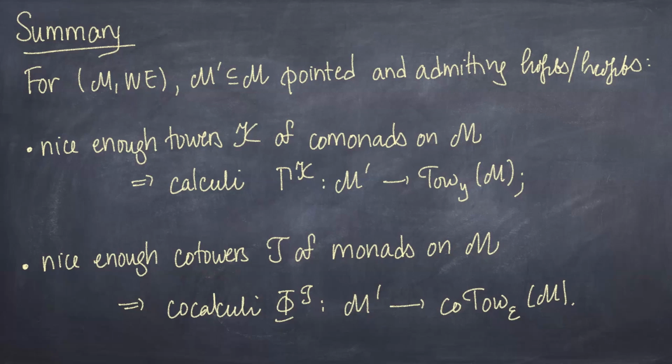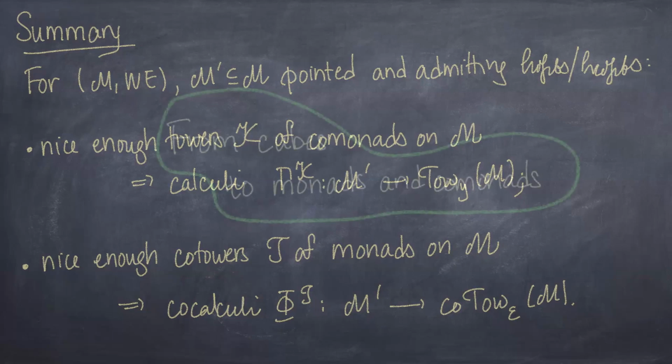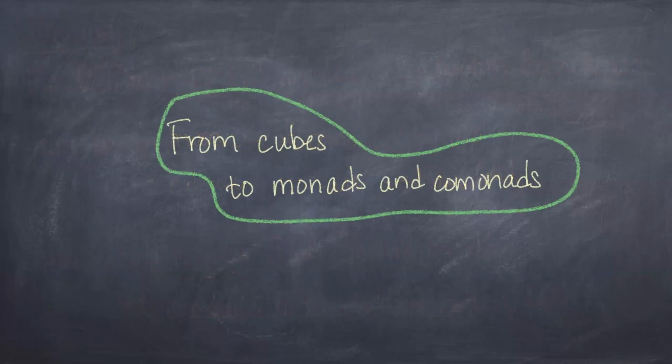So now this begs the question of how do we get monads and comonads, in particular towers and co-towers of comonads and monads. The title of the talk was Cubes, Comonads, and Calculus, and we're sort of doing things backwards. I do calculus and then comonads and finally cubes. And then we'll figure out how we can string them all together to get from cubes to calculus. So from cubes now to monads and comonads.